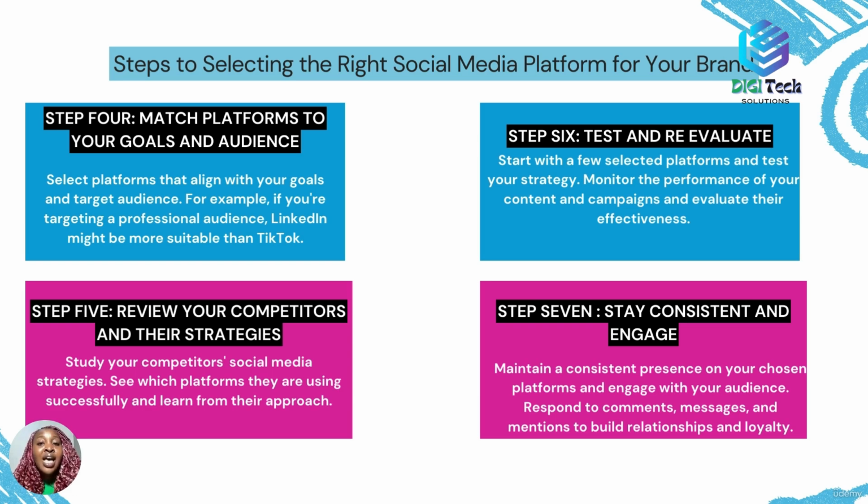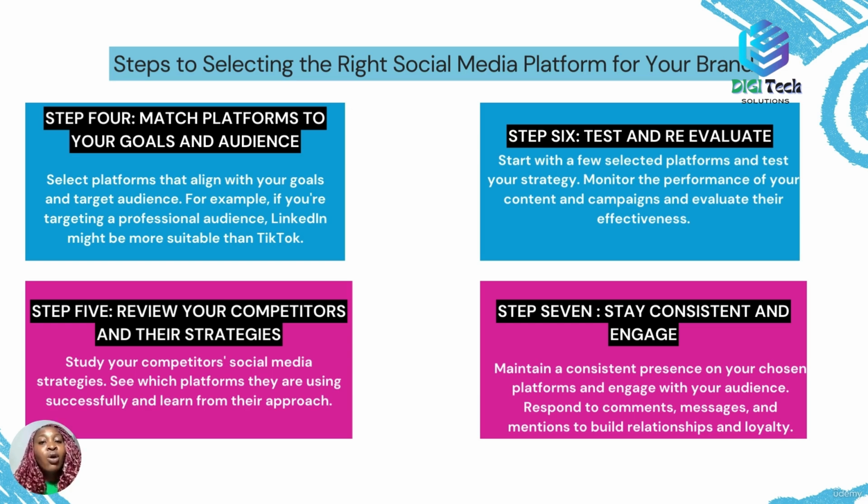Step 6, test and reevaluate. Start with a few selected platforms and test your strategy. Monitor the performance of your content and campaign and evaluate their effectiveness. Now this is a step that you will do as you go. So if you have already chosen your platforms with all the steps that we have stated, then this is something that you will do in the long run. So now let's say you choose Instagram and TikTok, then you start putting out your content. Of course, you will have written your content strategy already and you see if it's working. So this is where this step comes into play. You now test and you reevaluate.